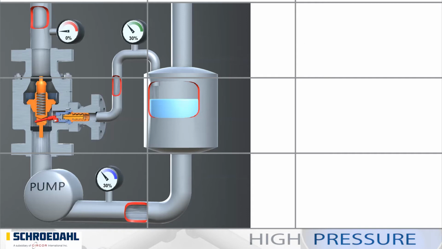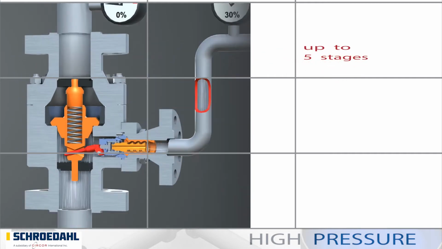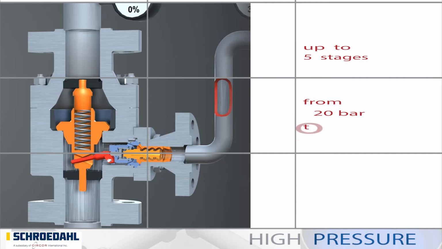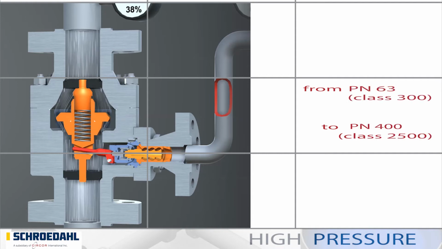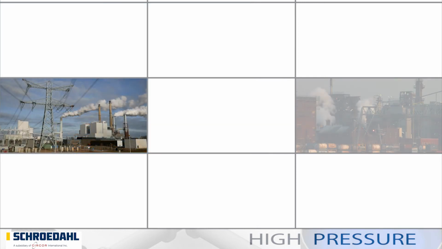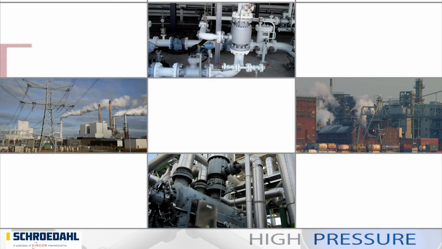Pressure reduction in the bypass can consist of up to 5 stages. This makes possible a differential pressure range from 20 to 230 bar. The nominal width range extends from DN25 to DN500. The pressure stage for the TDM is designed from PN63 to PN400. TDM valves are mainly used in feedwater applications in power plants. However, its robustness makes many other fields of application conceivable.